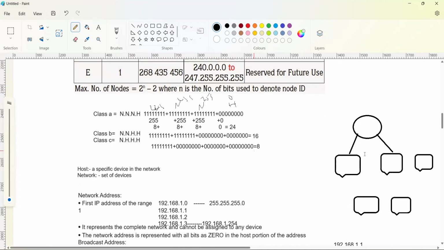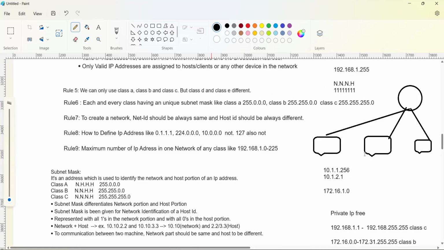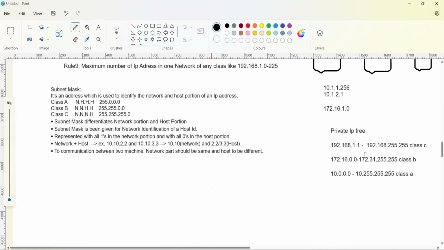There it is reversed, sir, like in the bottom section where we have shown the subnet mask. Yeah. These are the inverse of this. So the subnet mask should be the reverse of these classes.